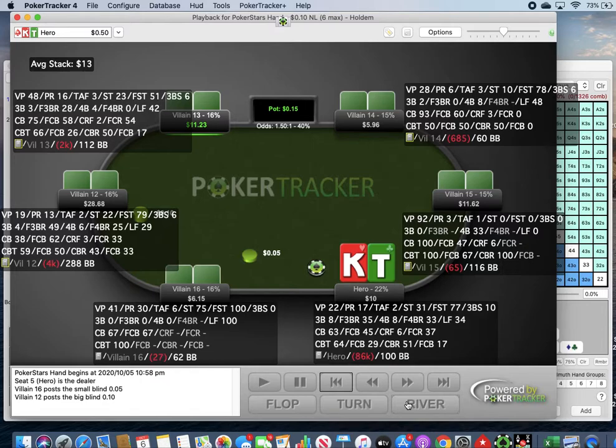Now I'm picking these as extremes intentionally to show you the difference between the real tight and the real loose, and how you can play against those player types and generalities.